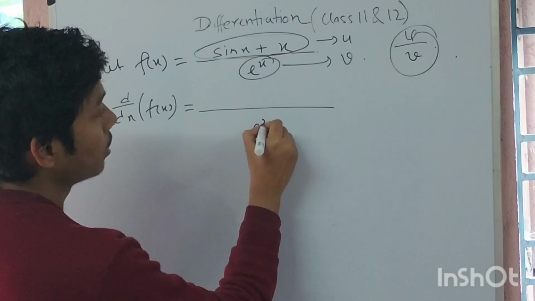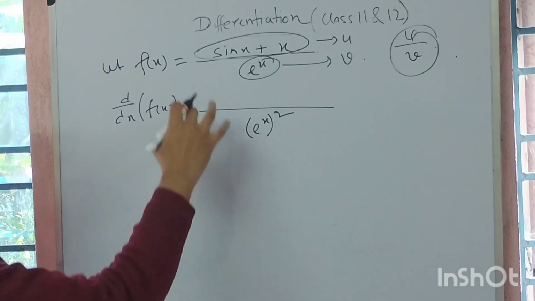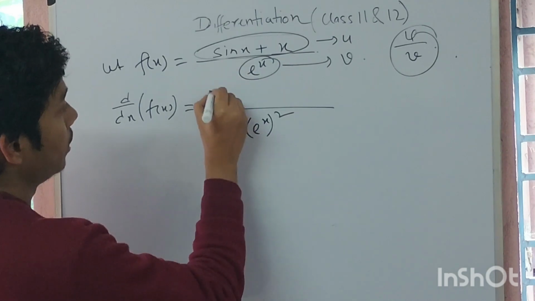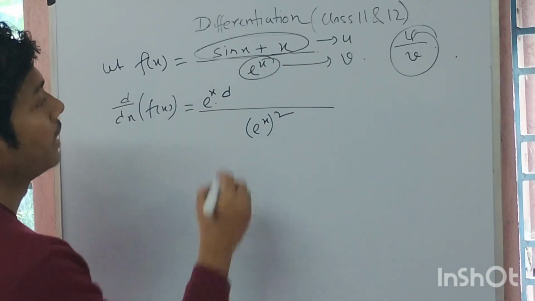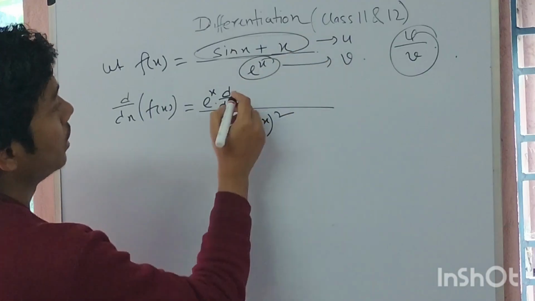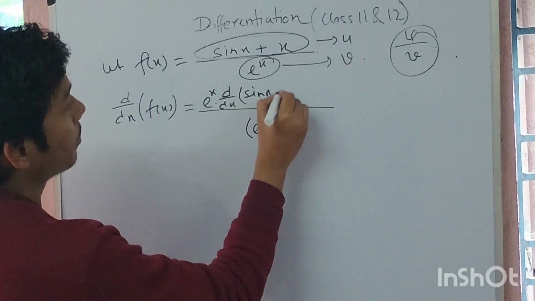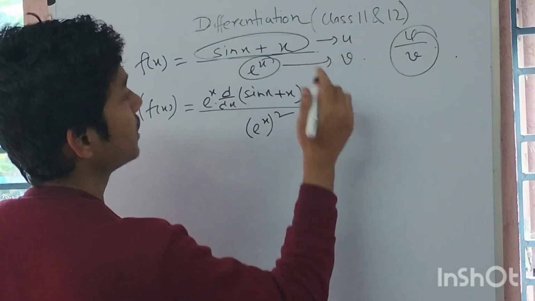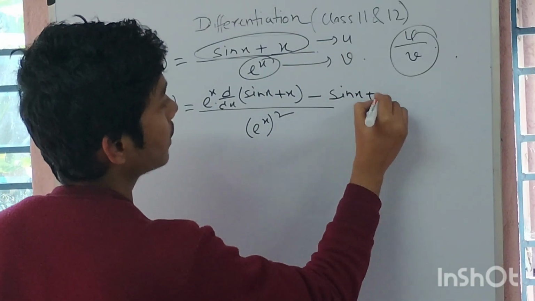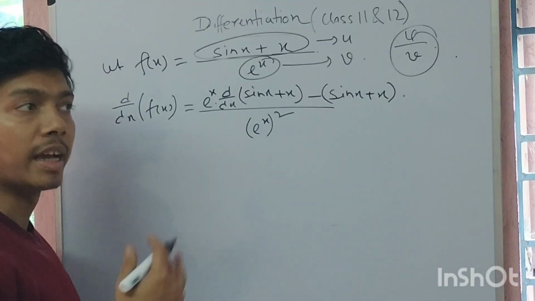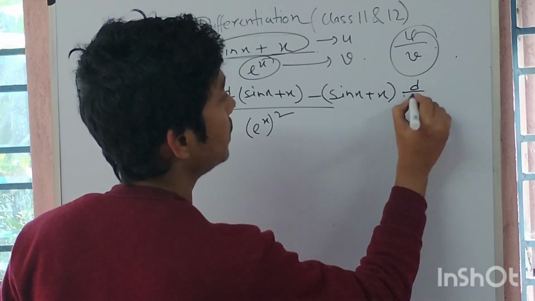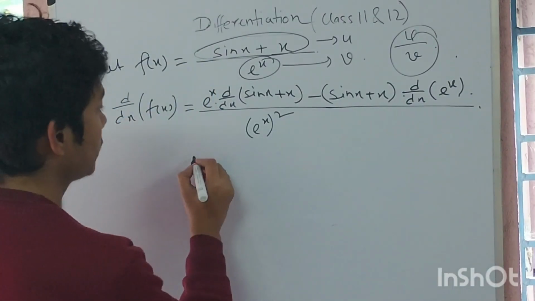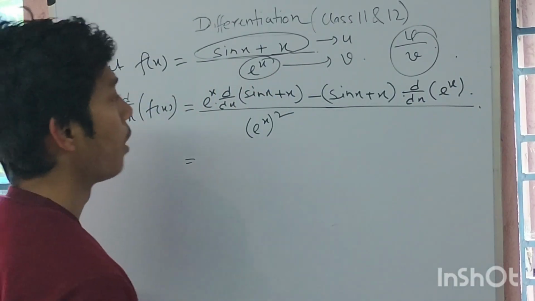So it's square. So it's basically (e to the power x) square. And in the numerator, v into du by dx. So it is my v, e to the power x, into du by dx. It is d by dx of u. U means sin x plus x, minus u into dv by dx. What is my u? This is my u. So it will be (sin x plus x) into d by dx of v. So it means d by dx of e to the power x.